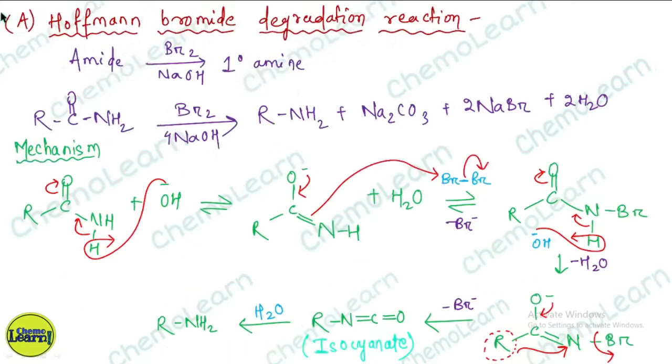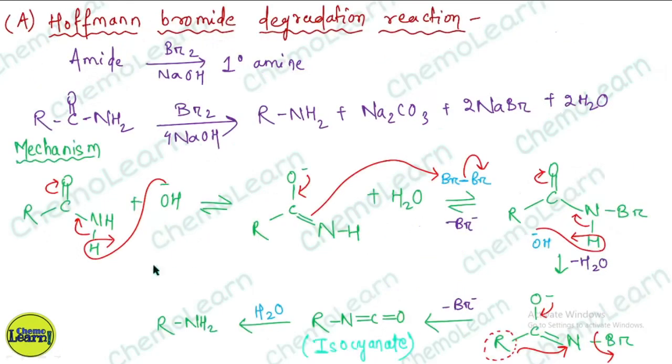In first option A, we have Hofmann bromamide degradation reaction. Here amide is converted to primary amine and it takes place via the formation of isocyanate, R-N=C=O. So it cannot be our right option.